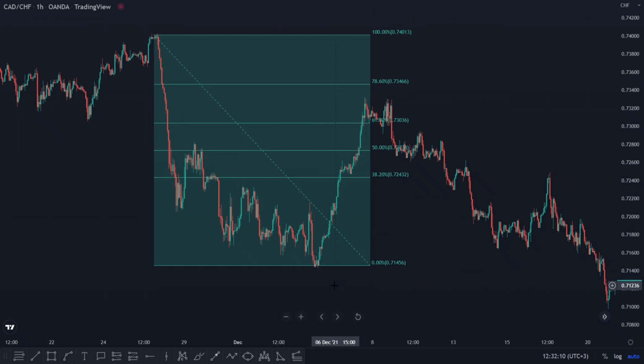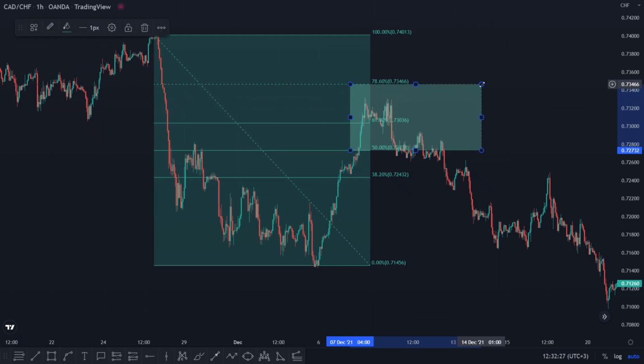Then remember what I told you, mark the zone between, because I told you there are times that price will get to the 50% level and it will continue further until it gets somewhere to this 78%. So I told you mark the zone between the 50 to the 78. So what you want is price to form a bearish pattern between the zone 50 to 78.